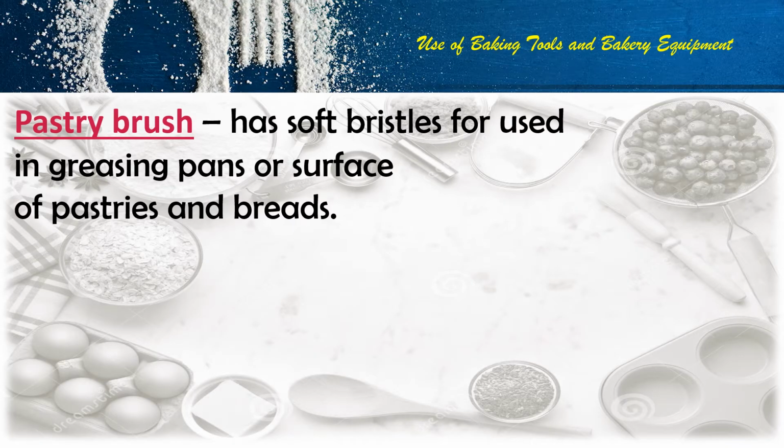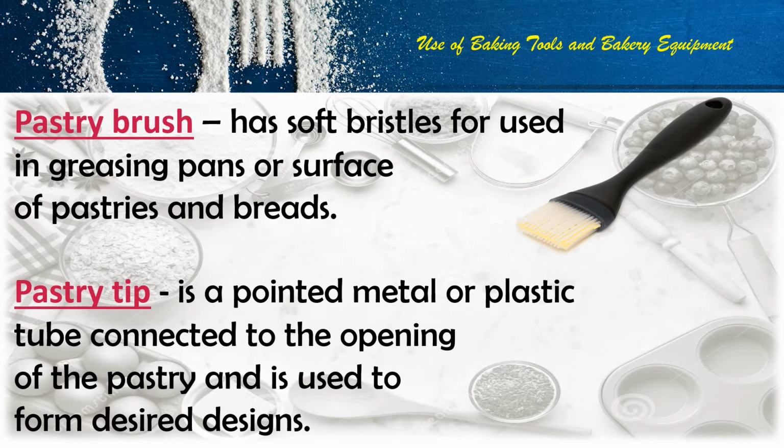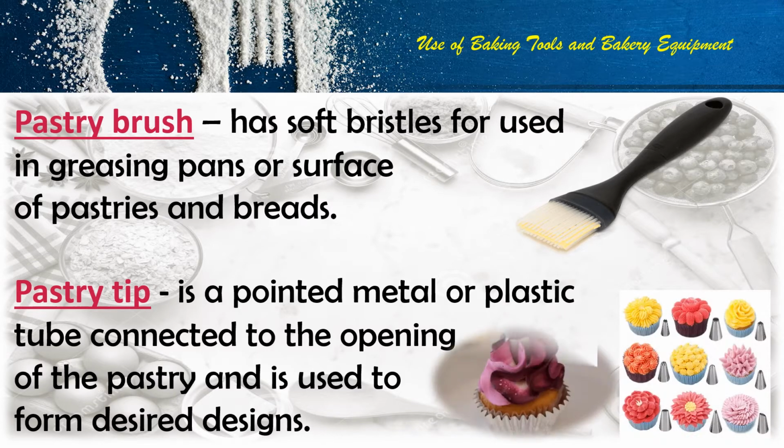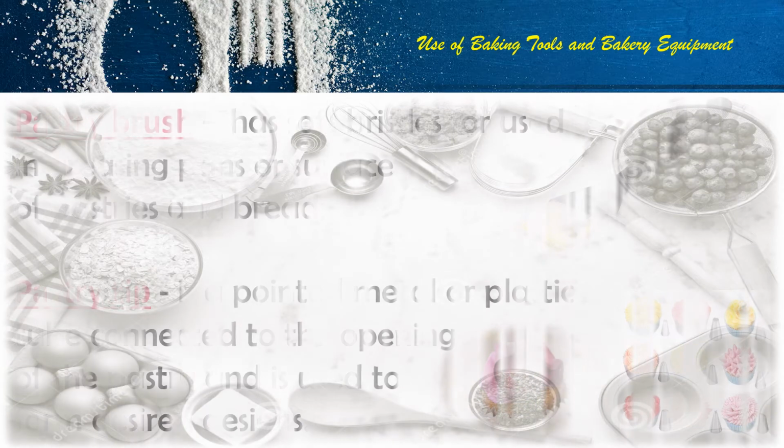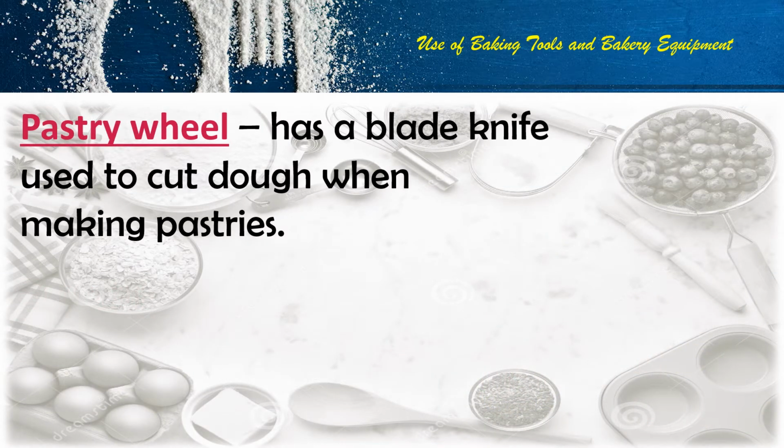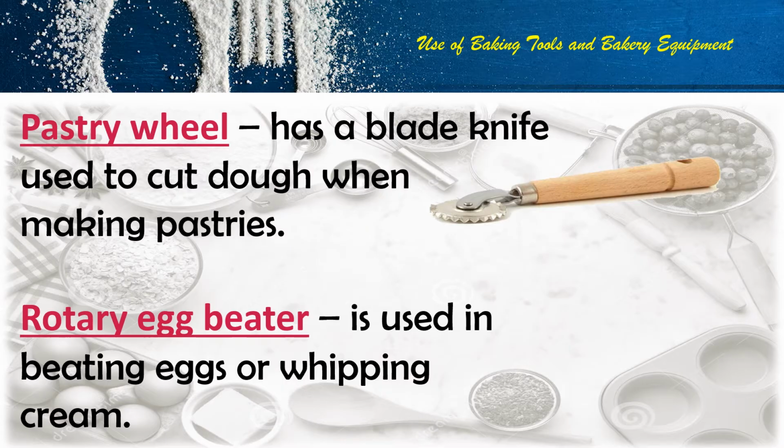Pastry brush has soft bristles for use in greasing pans or surface of pastries and breads. Next is we have the pastry tip. It is a pointed metal or plastic tube connected to the opening of the pastry bag and is used to form desired designs. So this is an example of our pastry tip. Pastry wheel. It has a blade knife used to cut dough when making pastries. This is a pastry wheel.